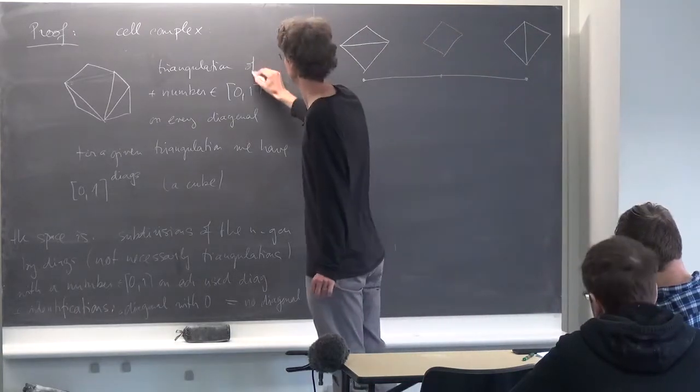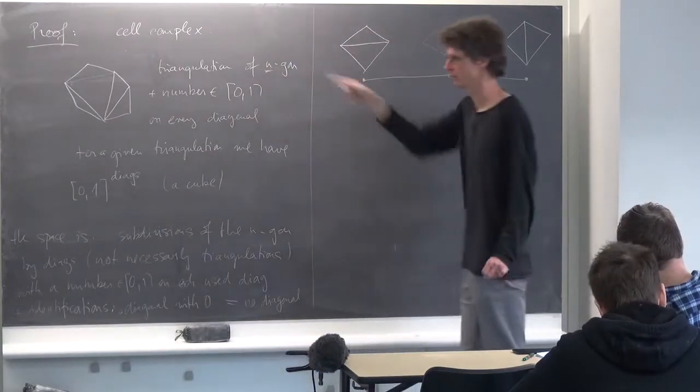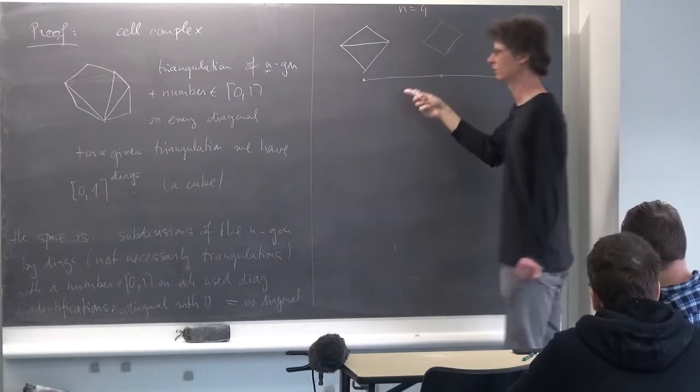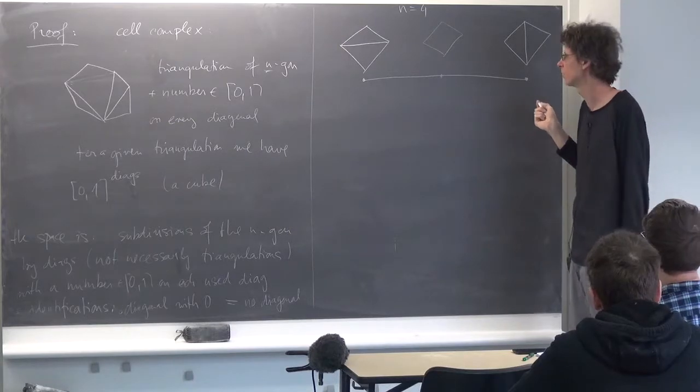Say of an n-gon. So this thing is chosen. That's the same n that we have here. So here for n equal to 4, we have a segment. That's the space. I guess it's okay.